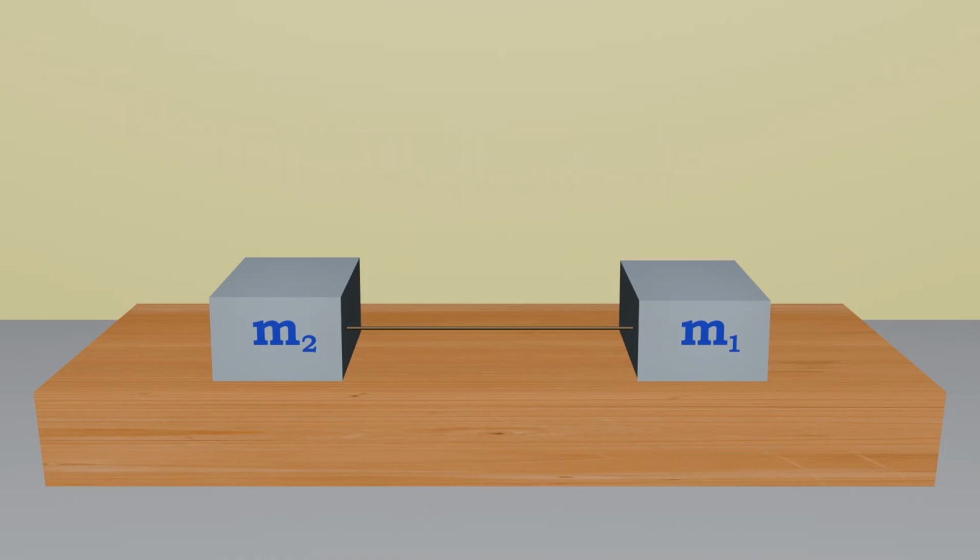Imagine we have two objects with masses m1 and m2 connected by a massless string. The right object is being pulled by a force F1, and we assume there is no friction between the objects and the table. To determine the magnitudes of the acceleration and the string tension, we will use a standard approach. First, we will identify all the forces acting on the objects.